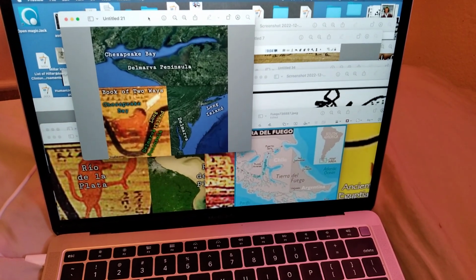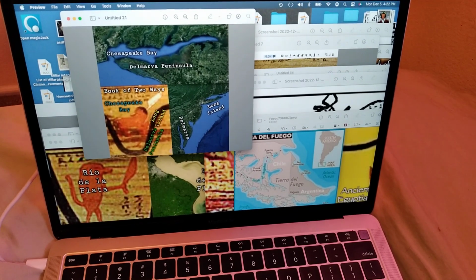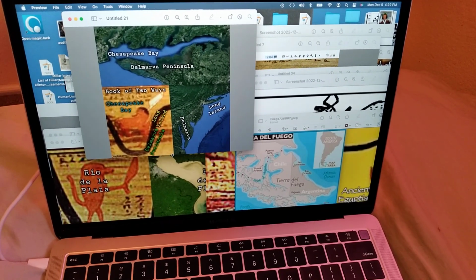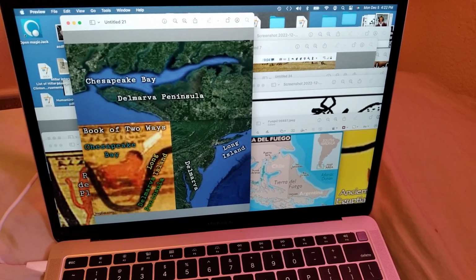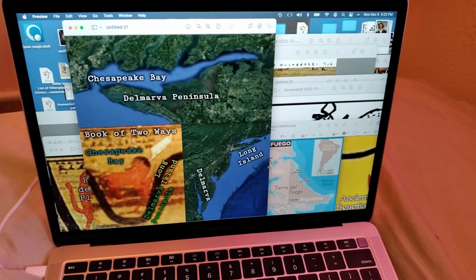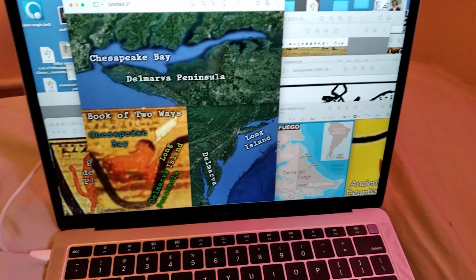Chetumal Bay, or no, there's Chesapeake. Chetumal and Chesapeake. Maybe Chet means bay or something in some sort of Proto-Amerindian language.